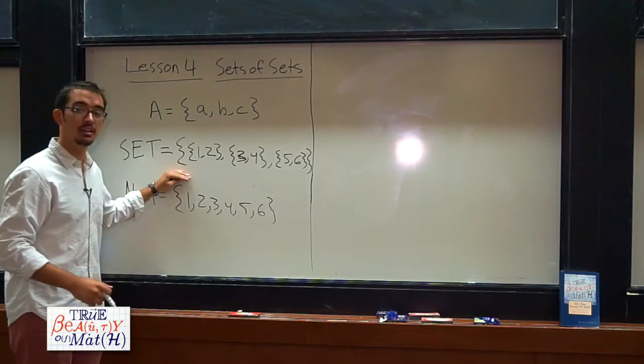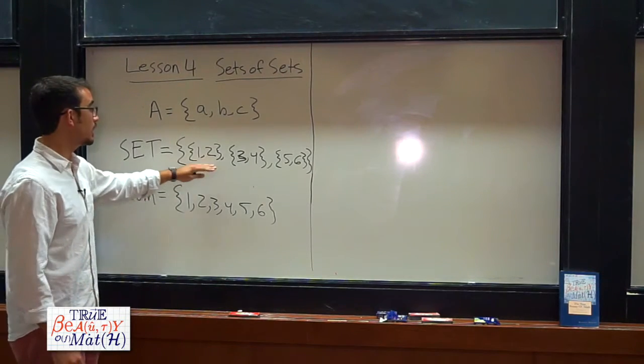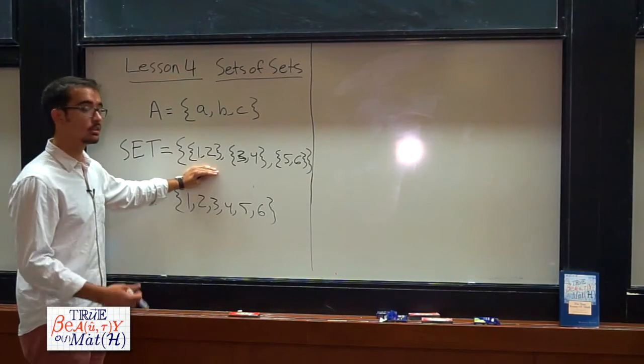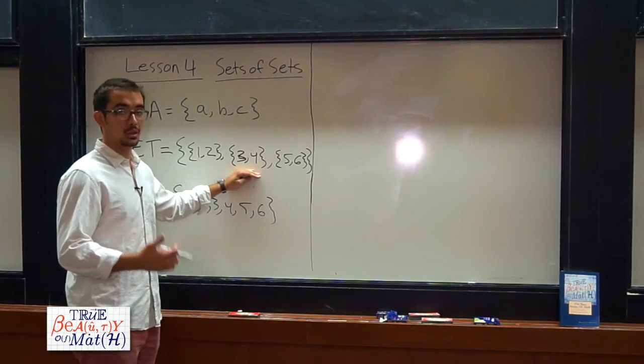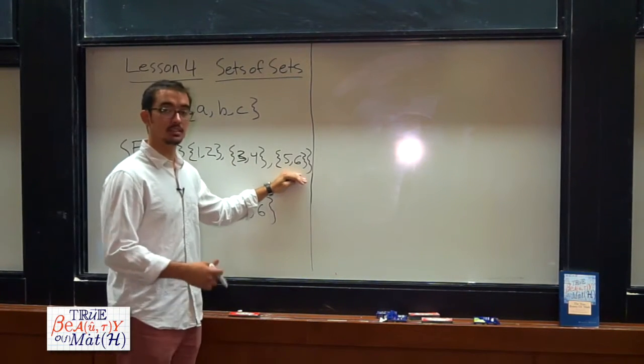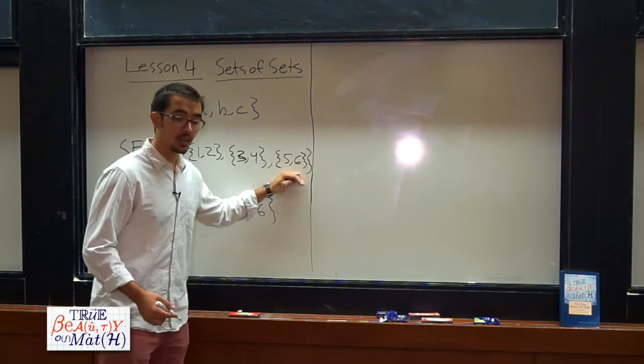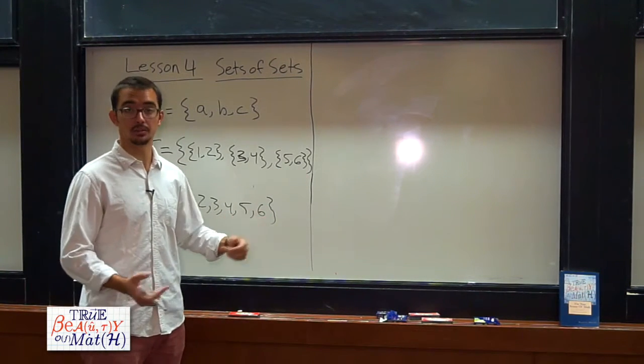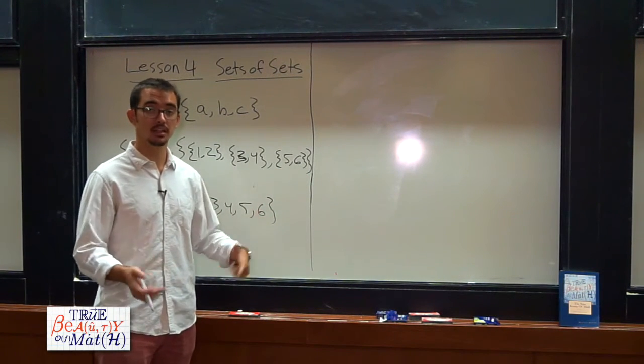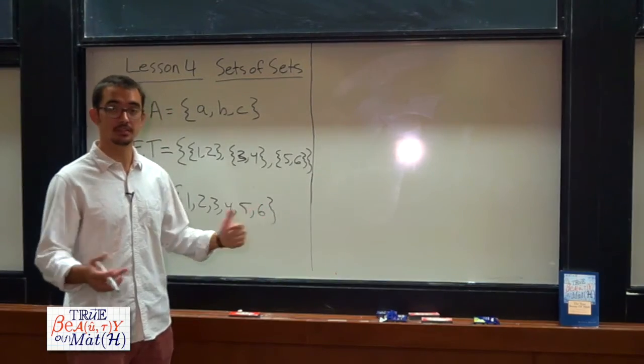Set, however, has 3 elements. One element is the set {1, 2}. Another element is the set {3, 4}. And another element is the set {5, 6}. And that's just how sets of sets go. They're just sets whose elements are other sets, hence the name sets of sets.